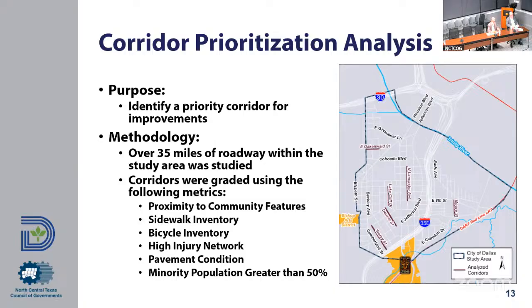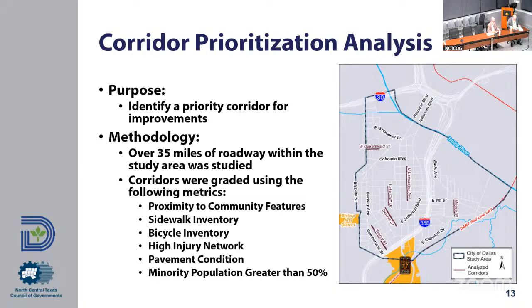Its methodology included, during the initial analysis conducted in December 2024, over 35 miles of roadway within the study area being evaluated. 15 corridors were identified within this study area as potential corridors with the greatest need. Then 3 corridors were removed from further analysis because they were either already included in the City of Dallas 2017 bond program or were not included in the City of Dallas needs inventory.